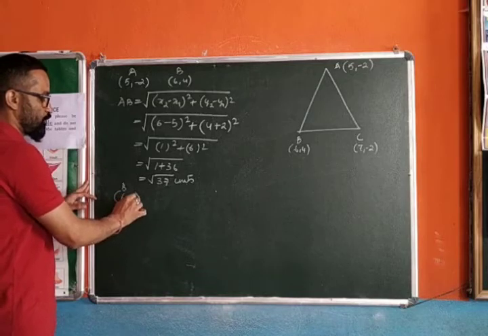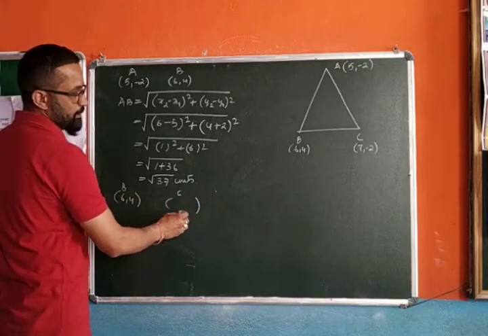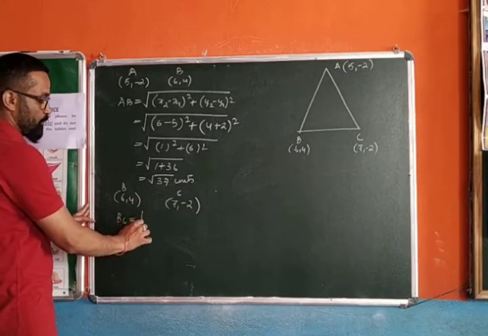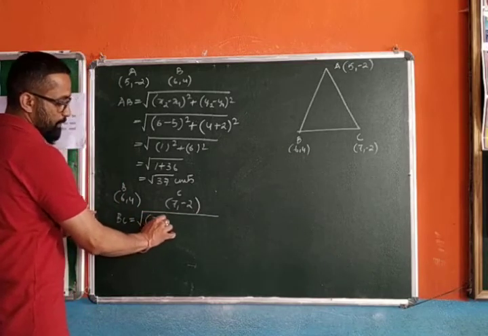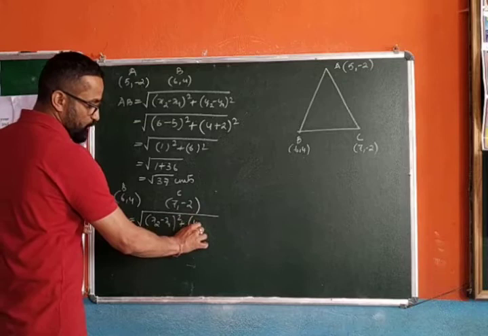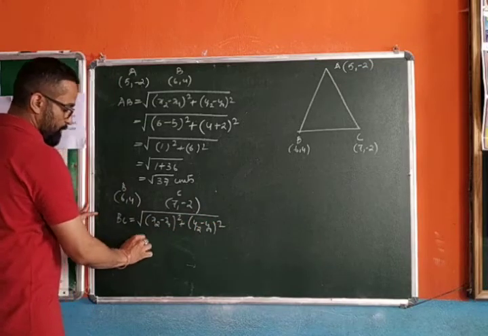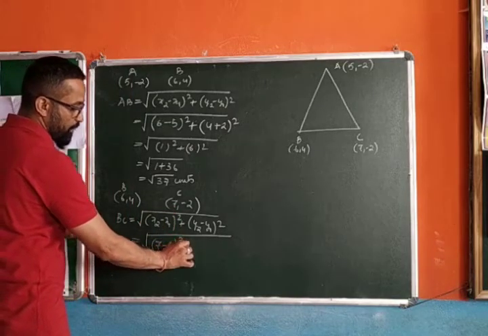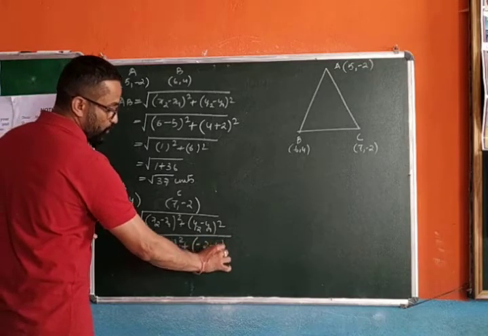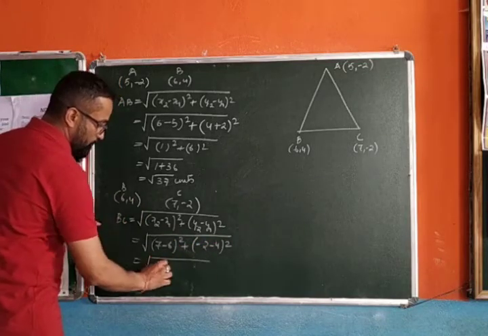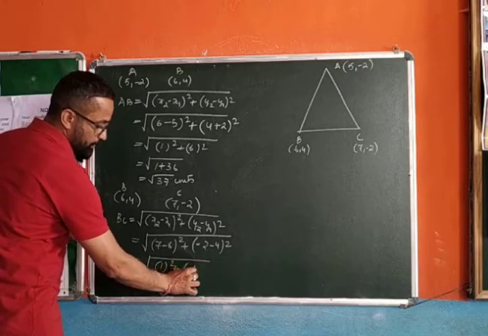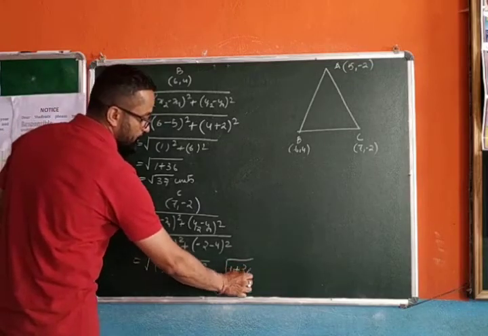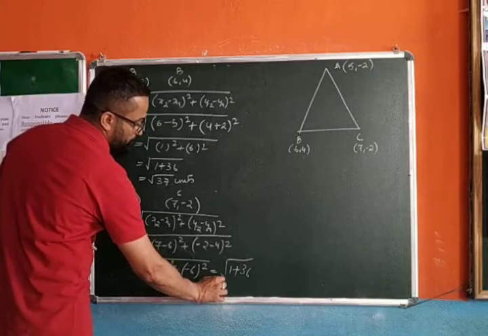Now calculate distance BC. B has coordinate 6, 4. C has coordinate 7, -2. Proceed with calculation again. BC is root x2 minus x1 whole square plus y2 minus y1 whole square. Root x2 is 7 minus 6 whole square plus -2 minus 4 whole square. We get here 1 whole square plus -6 whole square. 1 whole square is 1 plus -6 whole square is 36, add it up, you get root 37.